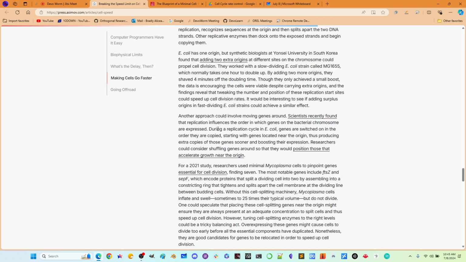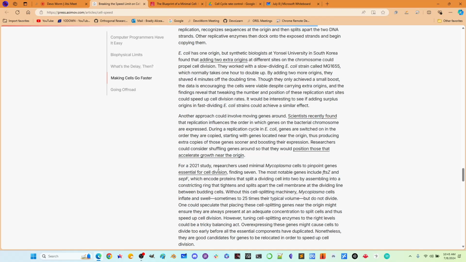So you can actually create maybe more copies of a gene to boost expression of that gene, or you could shuffle genes around so that they would position those that accelerate growth near the origin. So again, you can select for certain types of genes through replication and play around with that. So this is interesting.